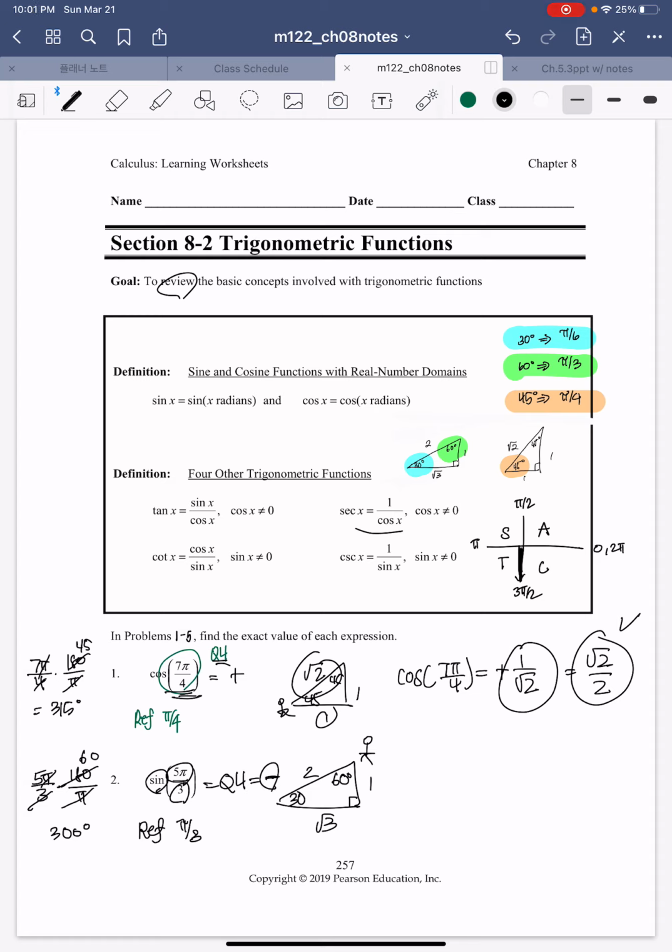So this is how I set it up, right? Sine of 5 pi over 3 should be negative. And then what is it? Opposite over hypotenuse, root 3 over 2. So negative root 3 over 2 will be my final answer.